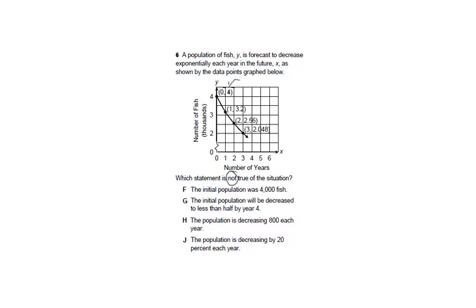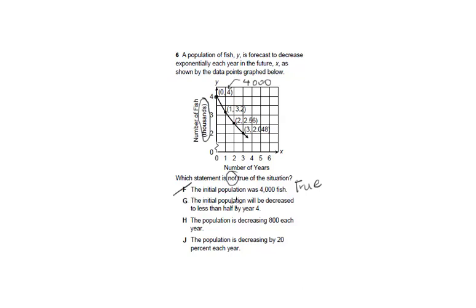Okay, in this problem we're asked to find which statement is not true. So it says here the initial population was 4,000 fish. Well, I might think, oh, this is wrong because my y-intercept is 4. But if you look at the label on the y-axis, it says that these numbers are in thousands. So this 4 would actually be 4,000. So that is actually true. So it can't be F.